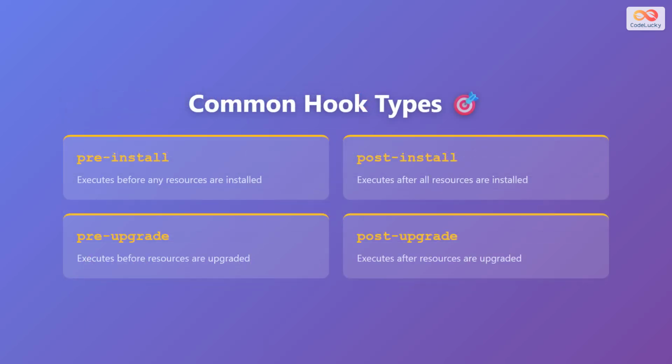There are several types of hooks available in Helm. The pre-install hook executes before any resources are installed in your cluster. The post-install hook runs after all resources have been successfully installed. Similarly, the pre-upgrade hook executes before resources are upgraded, and the post-upgrade hook runs after the upgrade completes. These four hook types cover the most common deployment scenarios and give you flexibility to manage complex installation workflows.